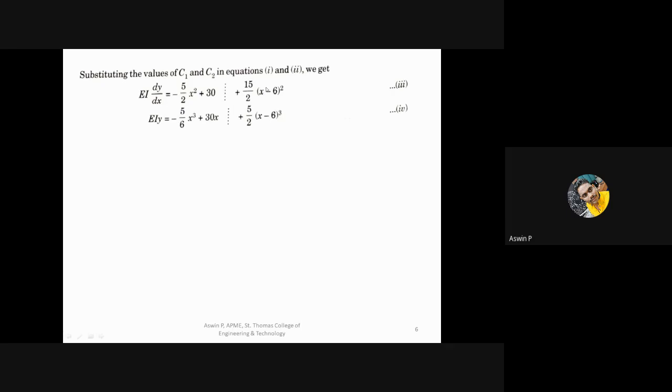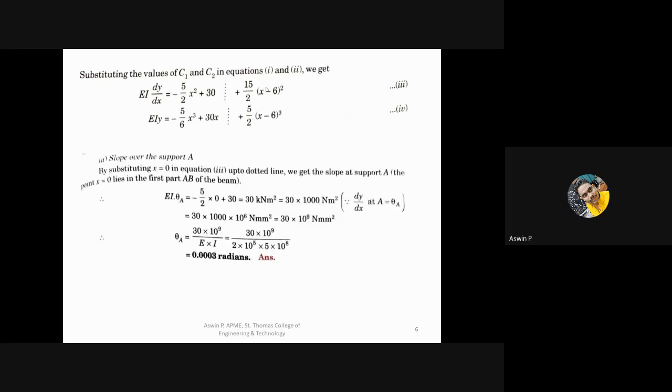So if we know the slope equation as well as the deflection equation, we can get the slope at support A as well as B. This is asked in the question paper. You can check what things are asked in the question paper. For that, I am finding the slope at point A, that is EI theta A, which is equal to dy by dx at point A. It can be found by substituting x equal to 0.